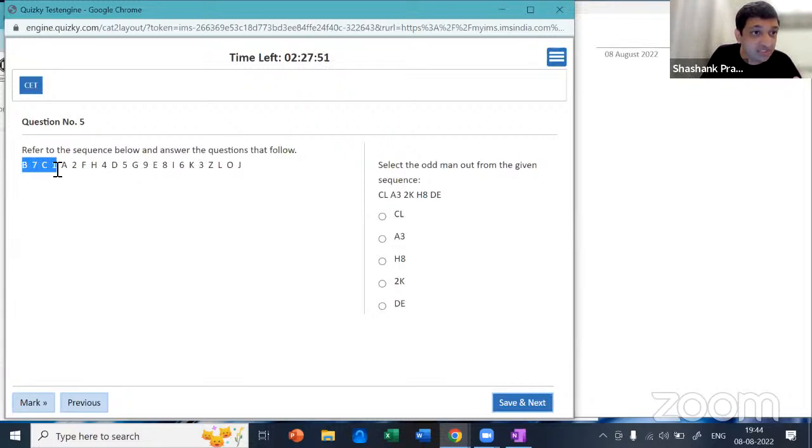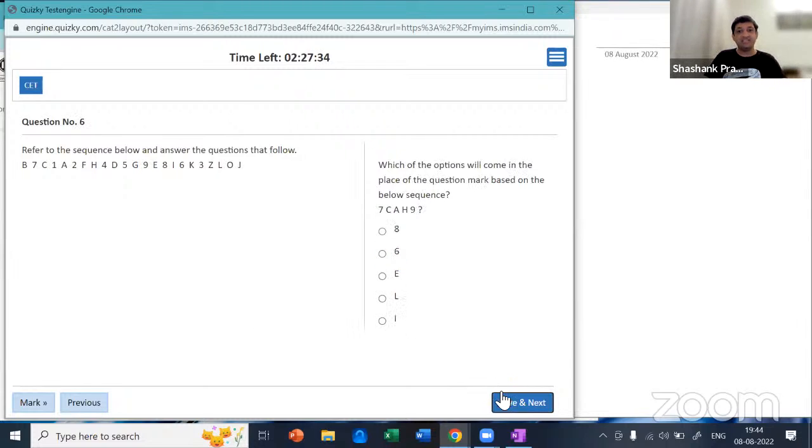Now this is tricky. 1, 2, 3, 4, 5, 6, 7 and 8. H is the eighth one. 1, 2, 3, 4, 5, 6, 7, 8 is I. So H8 I think is wrong. And DE. So 2 next to H is D, and 2 next to I is E, so D is right. H8 I think is right.